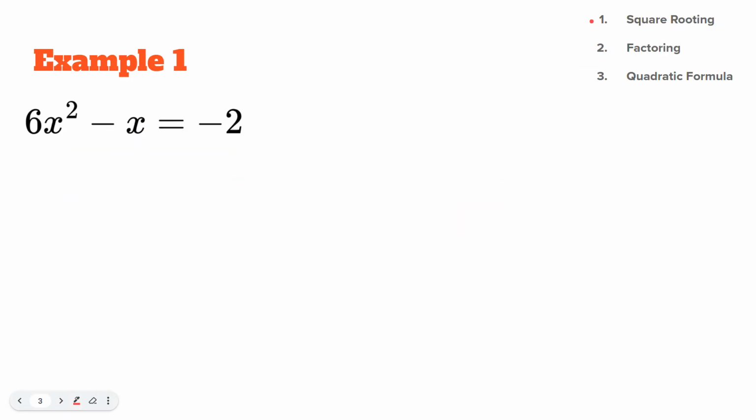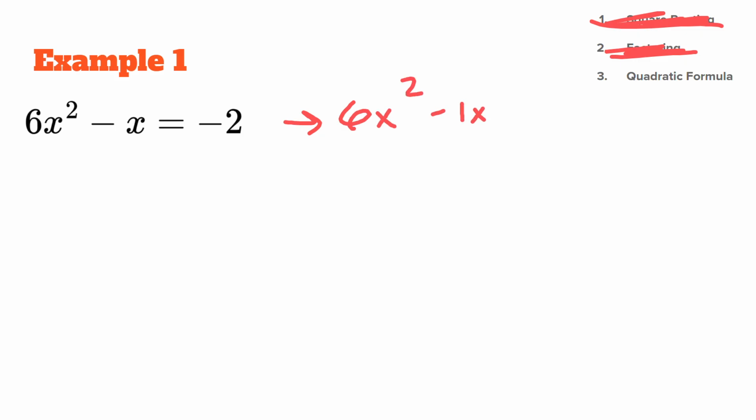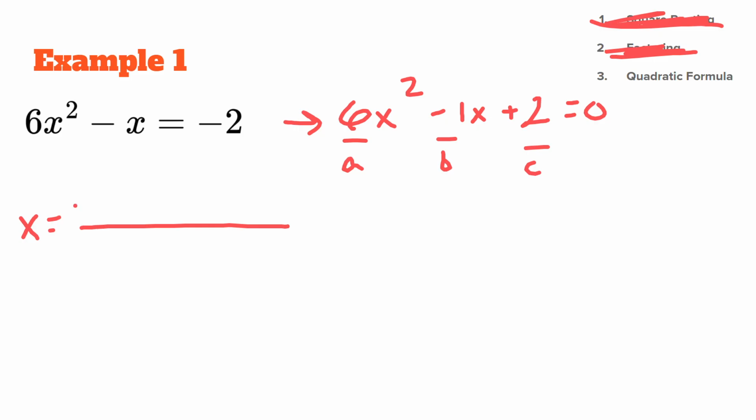So let me start over here. Can't square root, can't factor, so let me scratch these out. Quadratic formula. So I'm going to rewrite this. I still have to get everything to one side. Remember, a is in front of x squared, b is in front of x, and our c is at the end. So I'm just going to get this stuff plugged into my quadratic formula and simplify.